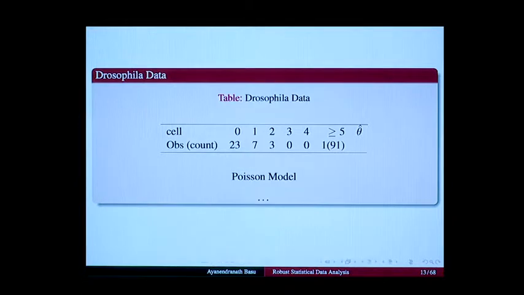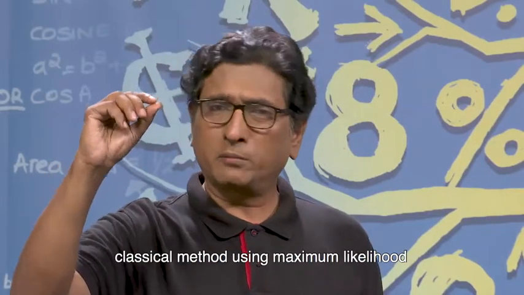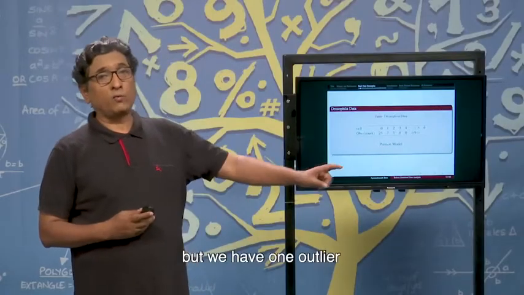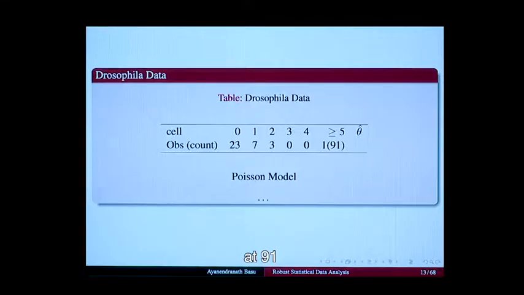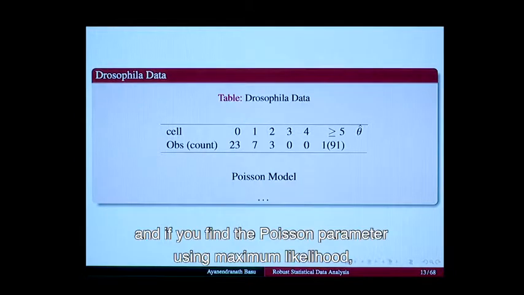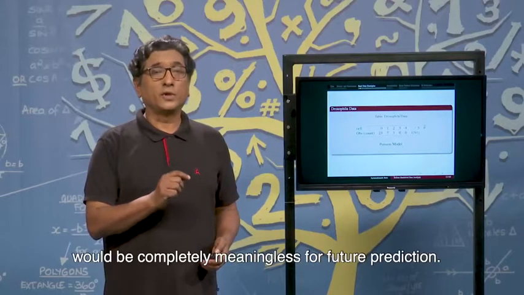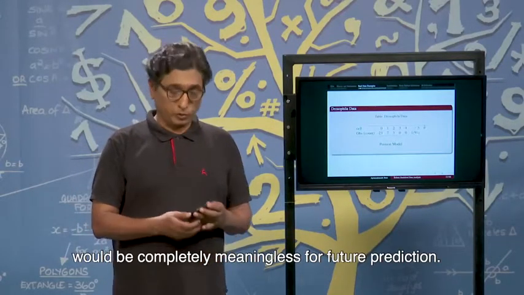Look at the data corresponding to values 0, 1, 2, 3 and 4, we have frequencies 23, 7, 3, 0 and 0. If that were the entire data, classical method using maximum likelihood would fit very well to this. But we have one outlier at 91, and if you find the Poisson parameter using maximum likelihood, the fit that you will get out of this will be completely meaningless for future prediction.